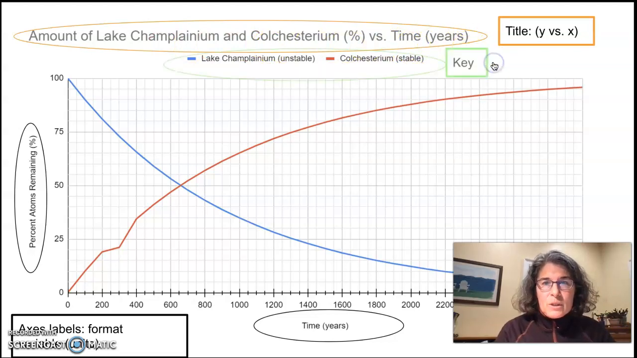And then a third thing that's really important in this particular graph, because we have more than one trend that we're looking at, is we have a key here to indicate which one's which. On your graph, which you're doing by hand, you can do this in different colors. So you could use colored pencil, or you could do, for example, a dashed line for your Colchesterium to distinguish it from your Lake Champlain. So make sure you have a good finished graph before you move on to part 2.